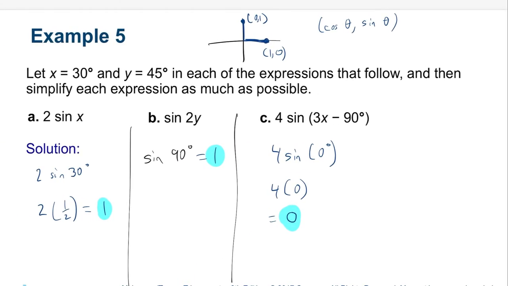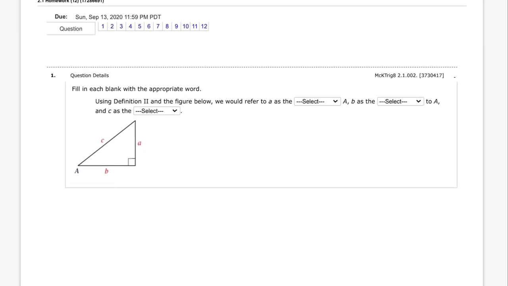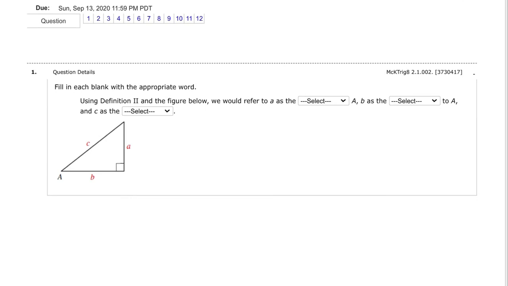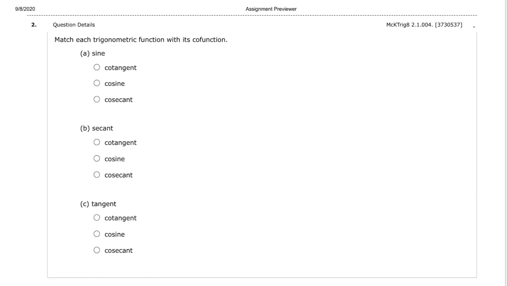All right, let's look at the homework. So here's the homework. I'm going to go ahead and skip these fill in the blanks because these are just definitions that I'm sure you'll be able to find in the PowerPoints. These are also just definition problems where you're trying to match the cofunctions. We know that the cofunction of sine is cosine, right? The cofunction of secant is cosecant, and the cofunction of tangent is cotangent. You can look at the PowerPoint to see that.